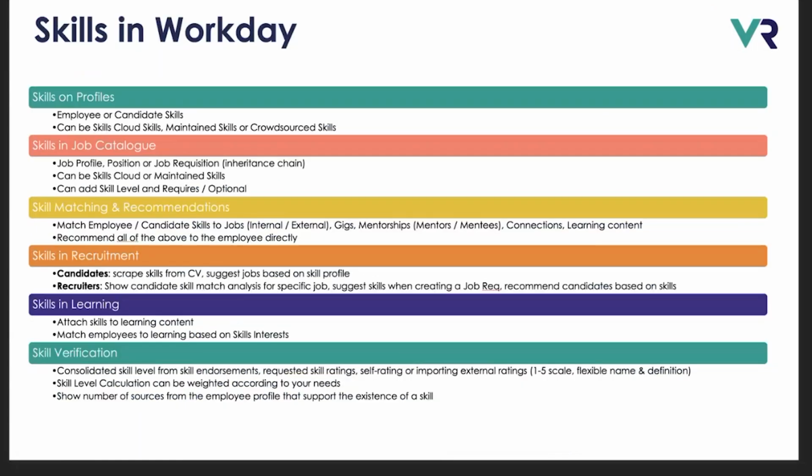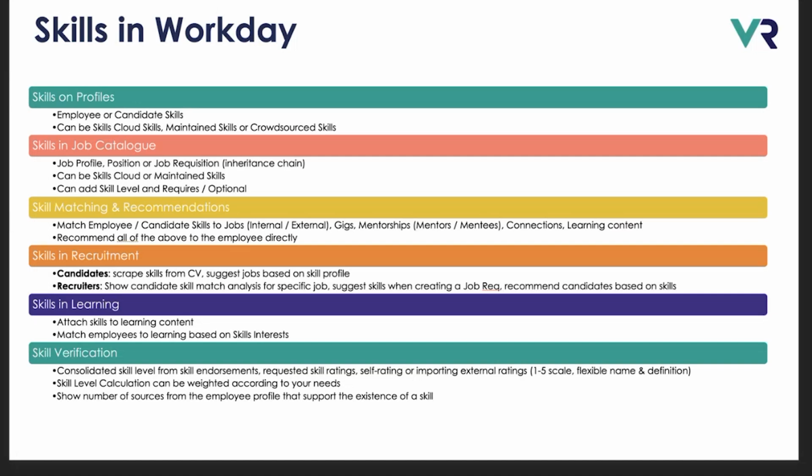And that translates to how skills appear in Workday. There are loads of places where they appear, but they're always going to be the same skills. So you've got skills on profile, both employee and candidate. Those can be all three types, like we discussed before. You've got skills in the job catalog, and here it's really important that the job catalog skills follow a particular inheritance chain. So you can put skills on the job profile.